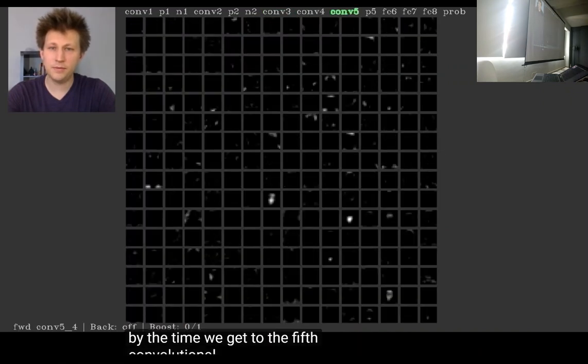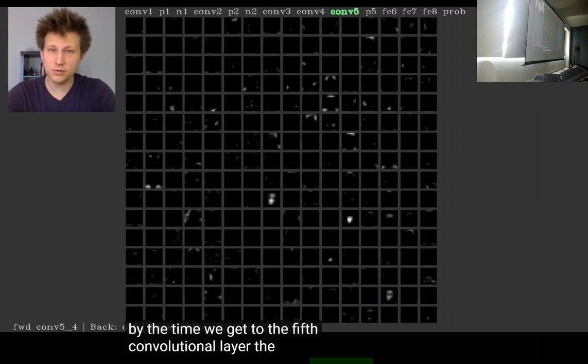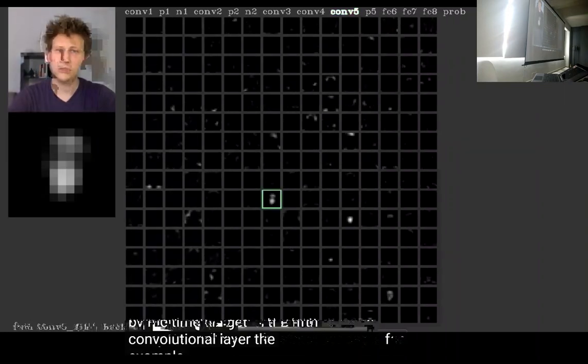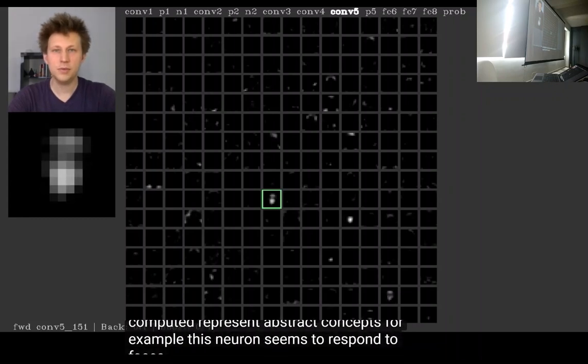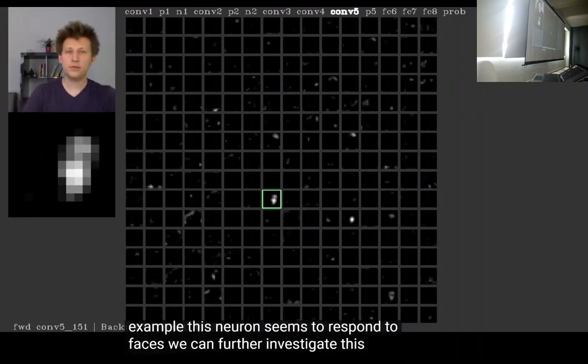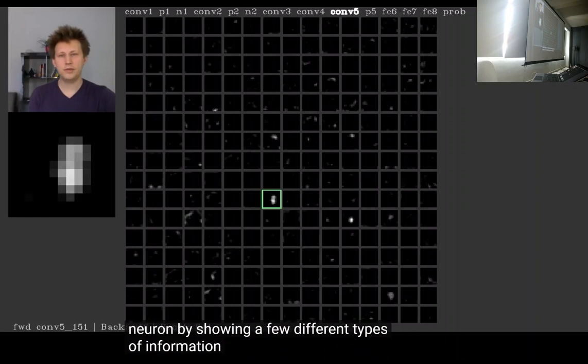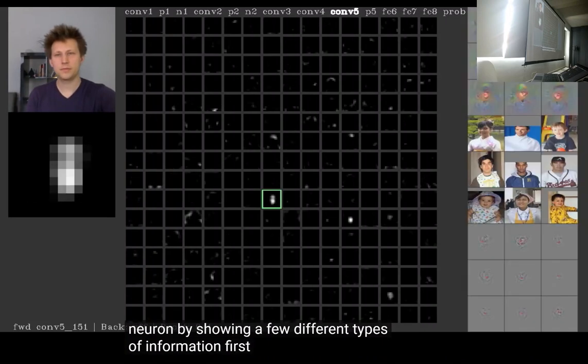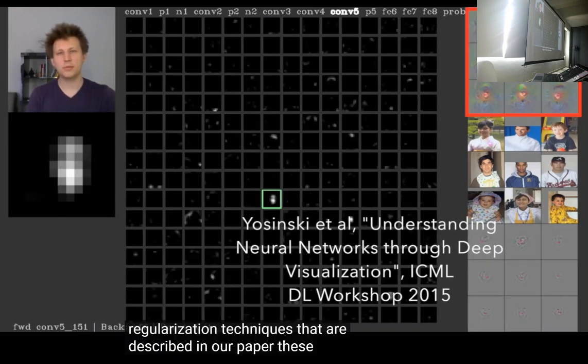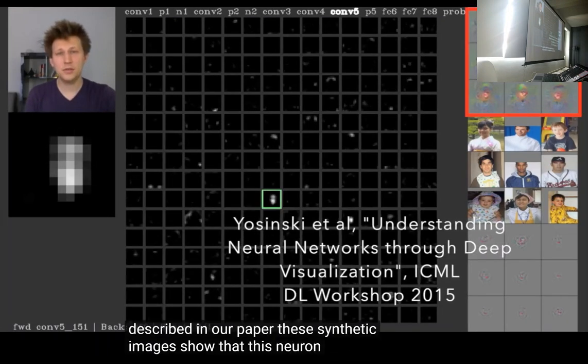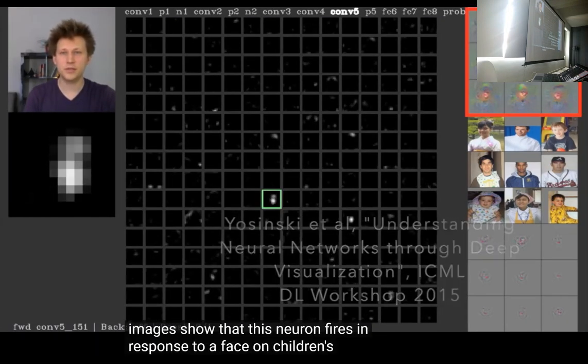By the time we get to the fifth convolutional layer, the features being computed represent abstract concepts. For example, this neuron seems to respond to faces. We can further investigate this neuron by showing a few different types of information. First, we can artificially create optimized images using new regularization techniques that are described in our paper. These synthetic images show that this neuron fires in response to a face and shoulders.